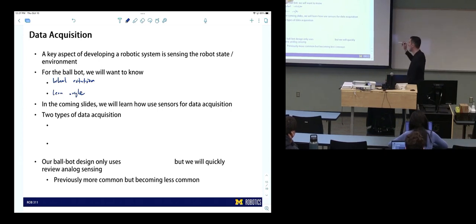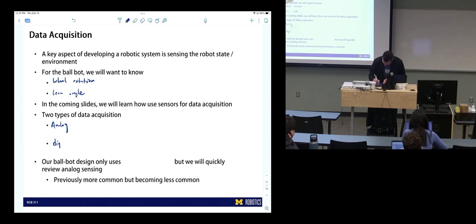In the coming slides, we're going to talk about how to use sensors for acquisition. There are two types of data acquisition systems. Anybody know one of them? If I give you one, can you give me the other? One of them is digital. Analog, yes.